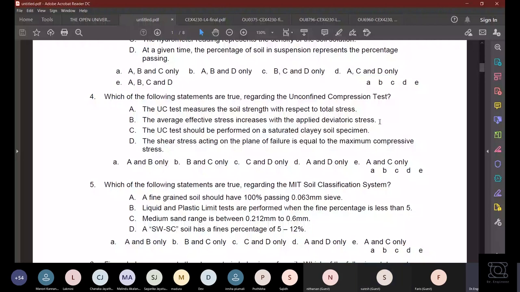So B and D are wrong and A and C are correct. So in that case, option E, A and C only. So that is the answer for that, right? So the next question, 5.